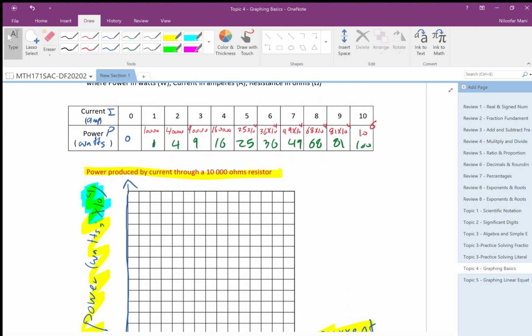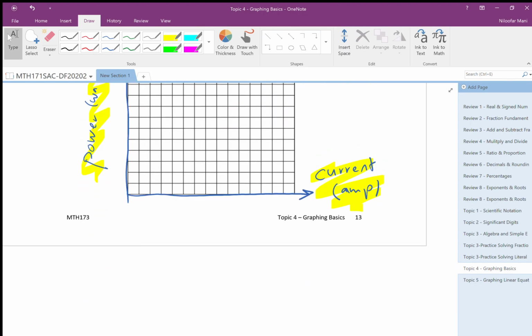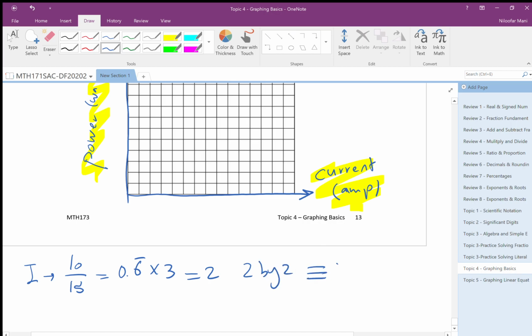So what is the maximum value? The maximum value here is this and this. Beautiful. So 10 divided by 15 for I. 10 divided by 15 is 0.6 repeating. Perfect. I multiply by 3 and it's equal to 2 units, so I go 3 by 3 equal 2 units. Okay, perfect.